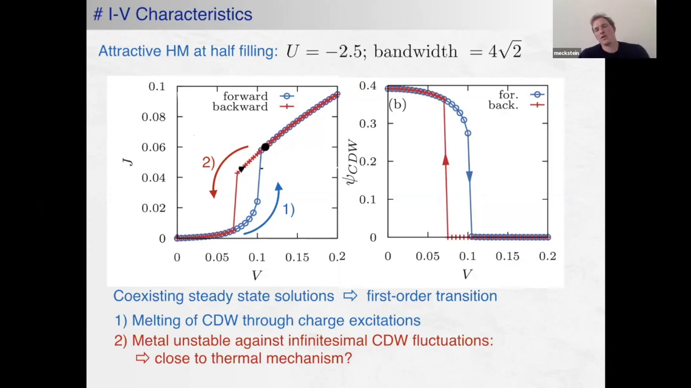On the right-hand side, you see in these two branches the order parameter, which is disordered, and then it basically jumps to the ordered phase. What you immediately notice, in contrast to the equilibrium state, is that the current-driven transition becomes a first-order transition, and the mechanism seems to be that driving the current through it makes the charge density wave eventually unstable. So the immediate question is whether this is more or less a thermal mechanism.